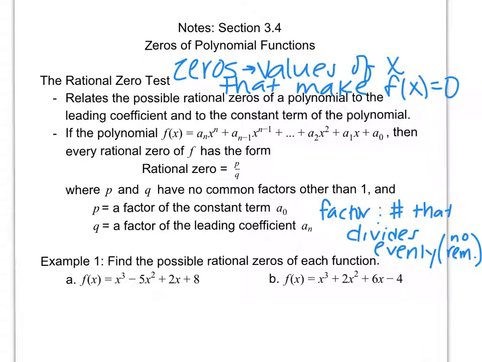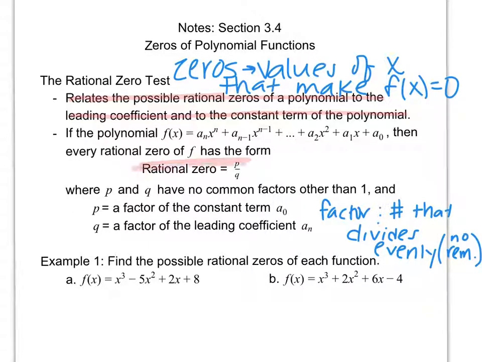So in section 3.4, we're looking at the zeros of a polynomial function. And zeros are always the values of x that make the function equal to 0. So there's a rational zero test that basically says that there's some sort of relationship between the leading coefficient and the constant term, and that's what creates a list of possible zeros.